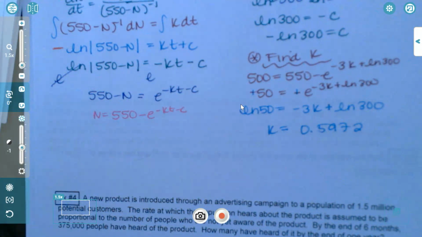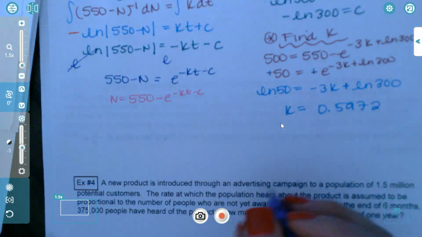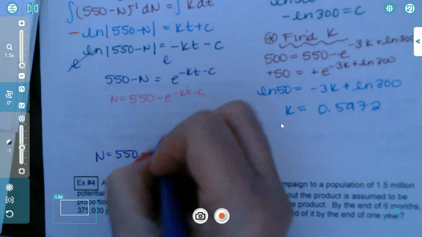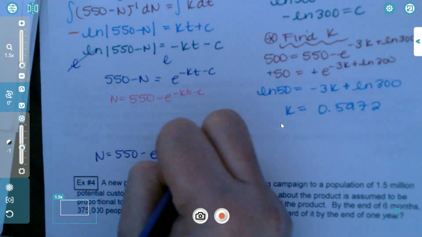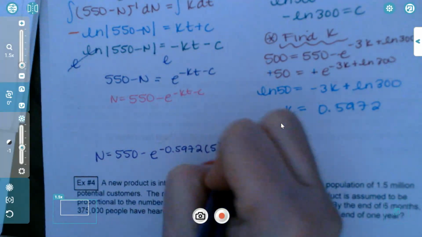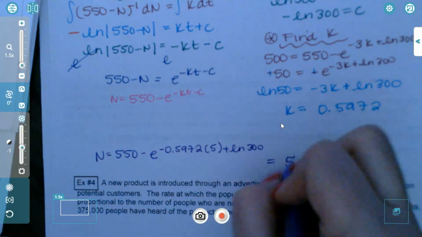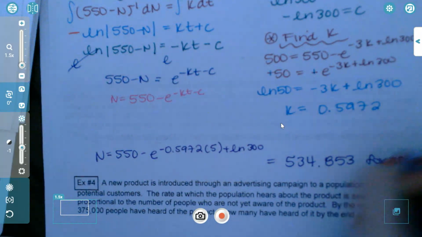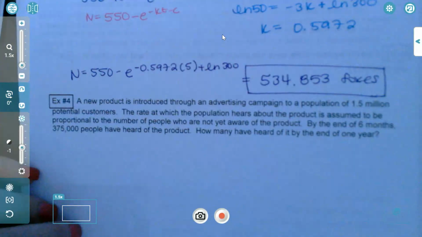Okay, so now we're going to go back in and we want to find the population when t equals 5. You can't see that, it's all up there, sorry. t equals 5, so I'm just going to plug in 5 for t now using our formula. So n is going to equal 550 minus e. Again, I'm going to write the 4-digit number here, but I'm pretty sure when I did my calculations that I did it with the entire number. So as long as we're grasping the concept here, that's what's most important. But your calculations might be a little different.